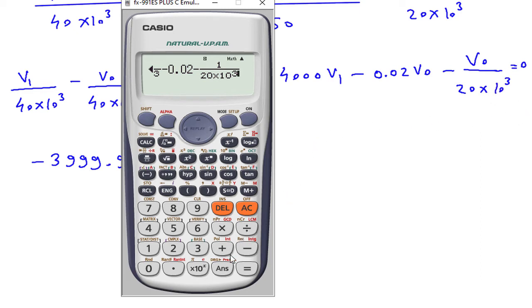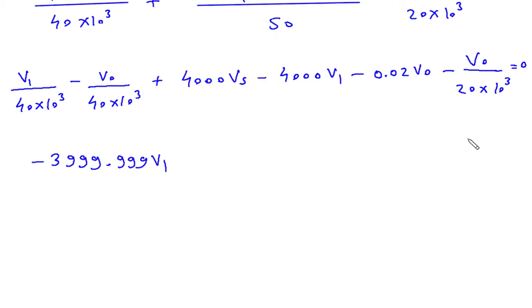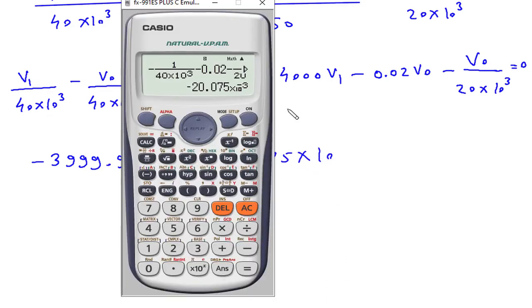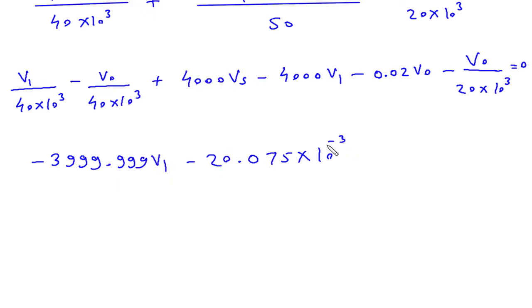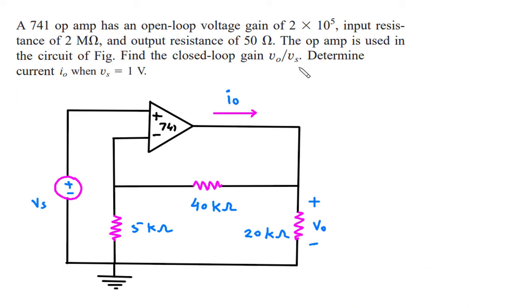So this will be minus 20.075 into 10 to the power minus 3 VO, and here this will be VS plus 4000 VS is equal to 0. Now from this we can find the value of V1, because we have to find VO by VS.